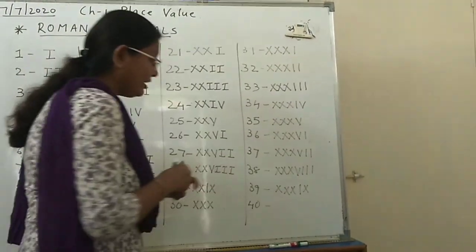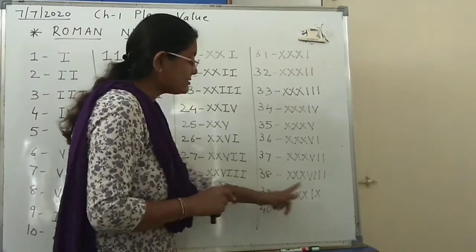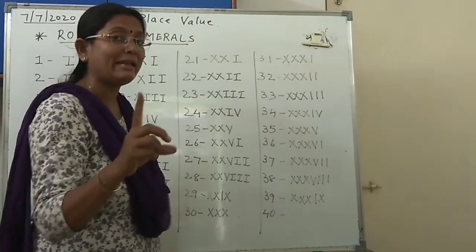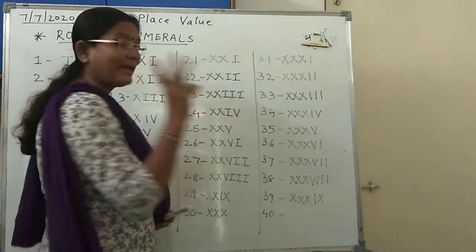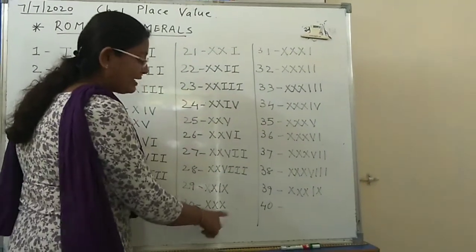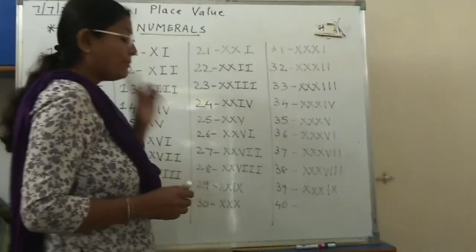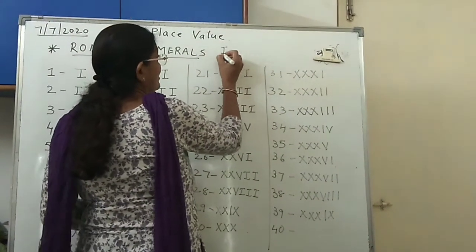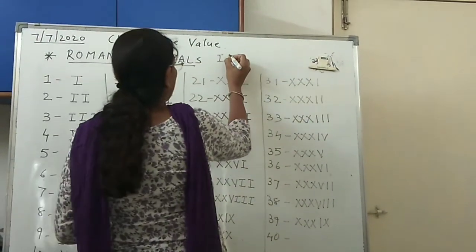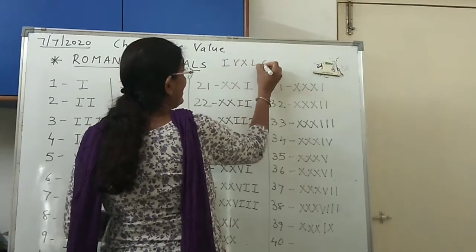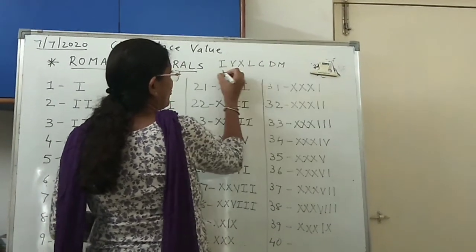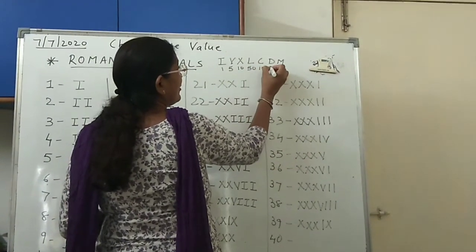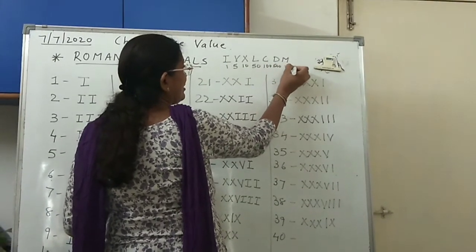Now see, in 40 we cannot repeat XXXX, because the rule was you cannot repeat any letter more than 3 times. Maximum times 3. So now here already 3 times you have written. So what to do now? Remember that what I have taught you about the letters. What were the letters? 7 letters were there. I, V, X, L, C, D, M. 1, 5, 10, 50, then 100, 500 and 1000.